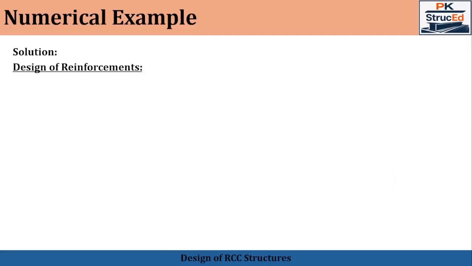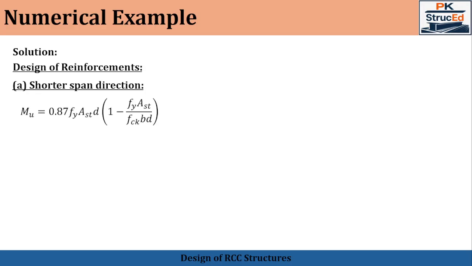Next, moving on with the design of reinforcements. Since it is a two-way slab, we need to design the main reinforcements in both the shorter span direction as well as the longer span direction. Let us now design the reinforcements in the shorter span direction. In two-way slabs, reinforcements are provided in both directions, however, the shorter span generally carries higher bending moment.